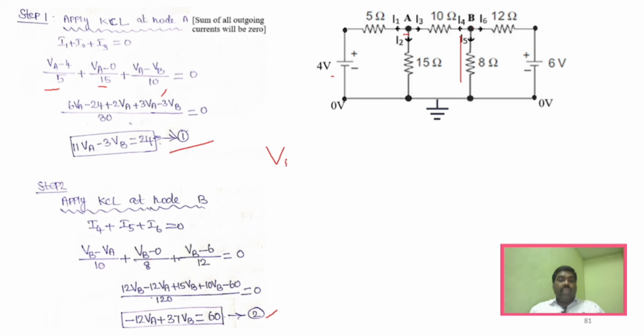Now you have found VA and VB, right? Now to find the current across the 5 ohm, you have to substitute the VA value in VA minus 4 divided by 5, and you will get the current across this particular resistor. Similarly, for the current across this resistor, VA divided by 15. You have to substitute the VA value and divide by 15. Similarly, for this one, you have to use VA minus VB divided by 10. And if you want to find this resistor 8, then you have to use this particular formula, and for this other resistor, this particular expression.